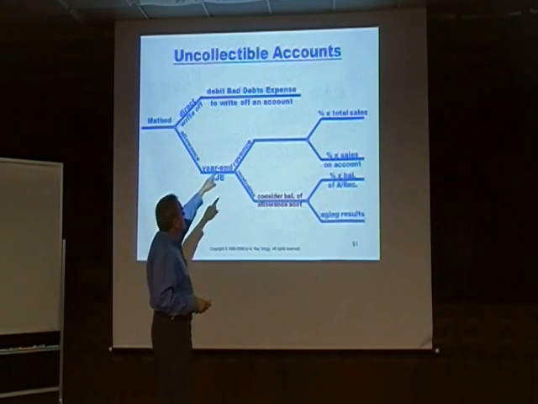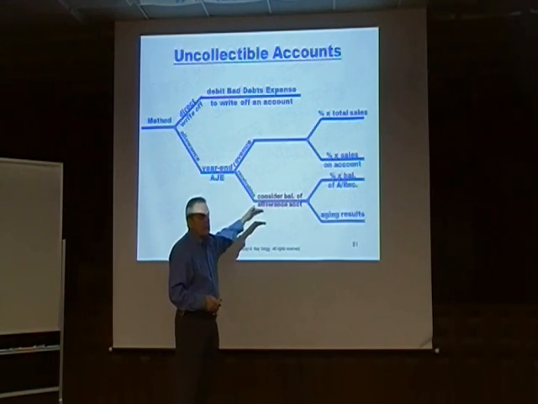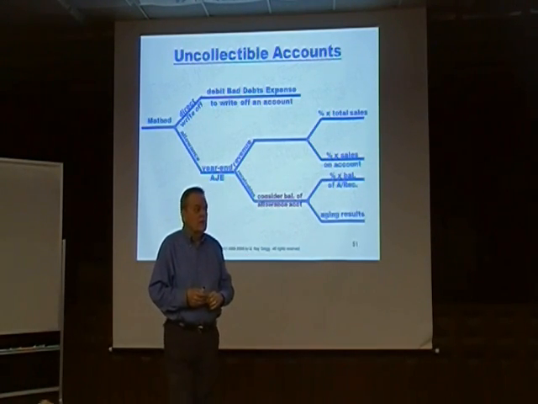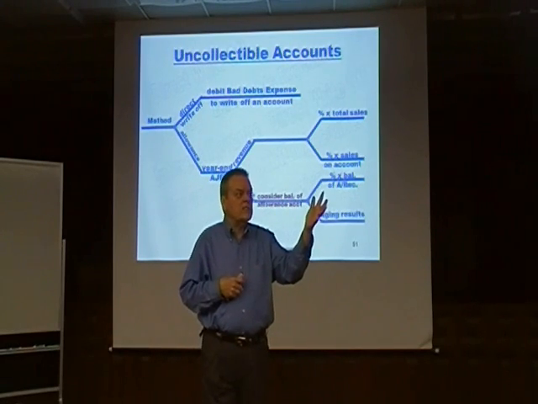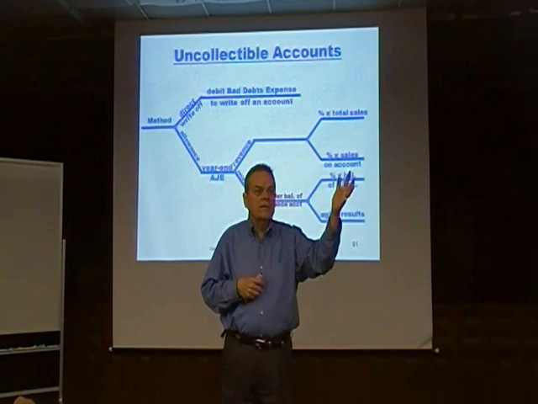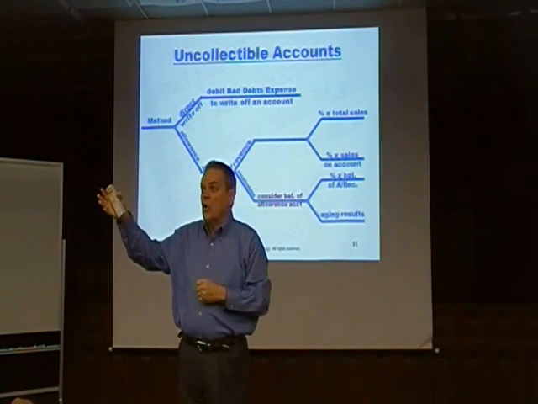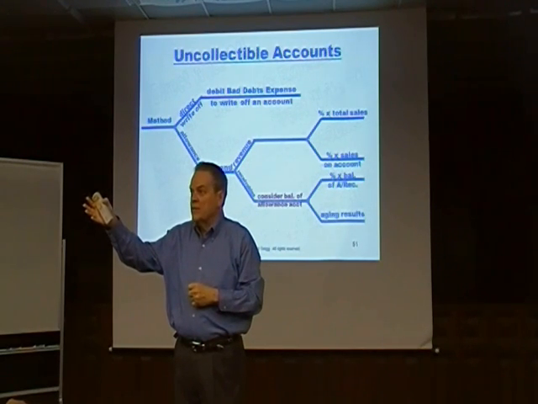There's this big blank spot when you base it on revenue, and there's this comment when you base it on receivables. When you base it on revenue, that's an income statement view. You're being told what you want in bad debts expense. When you base it on receivables, that's a balance sheet view. You're being told what you want in the allowance account.